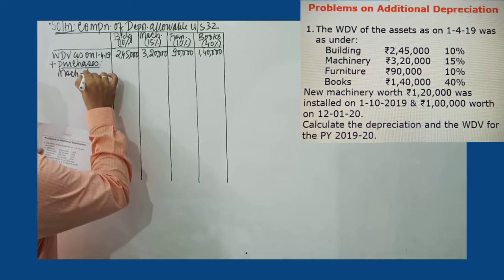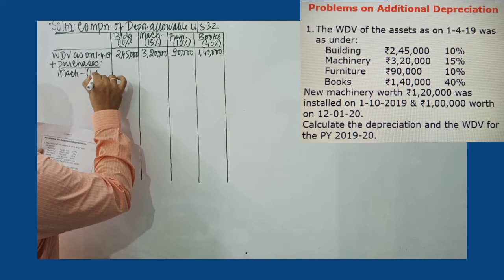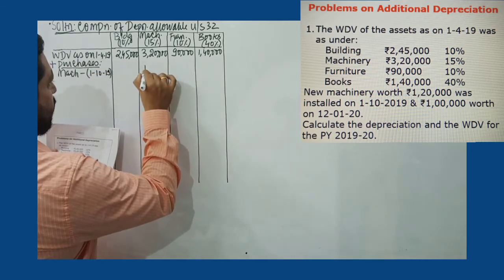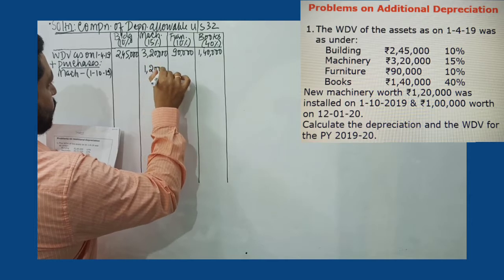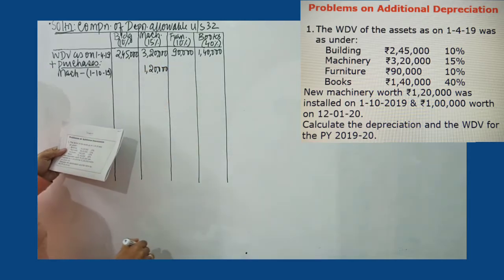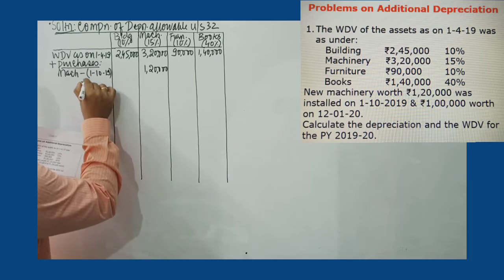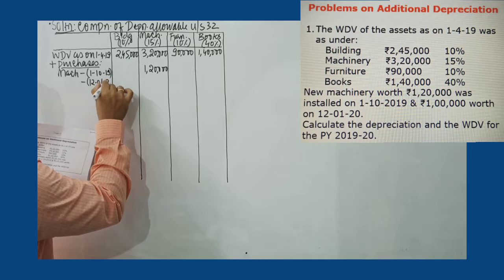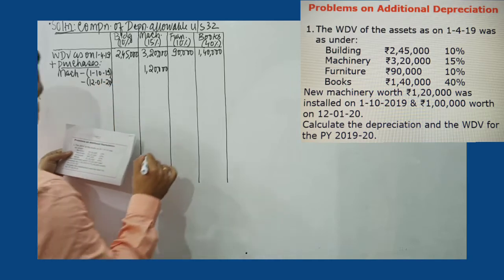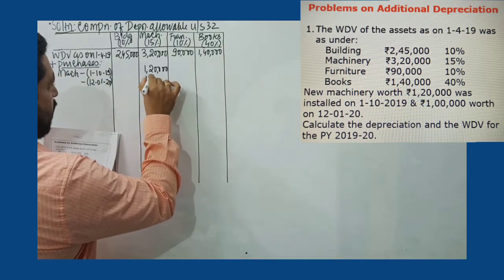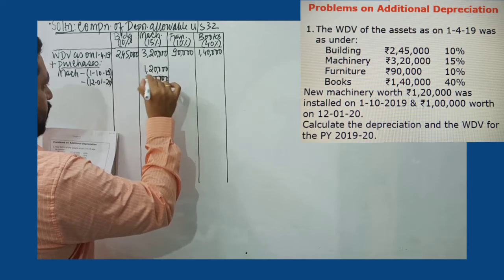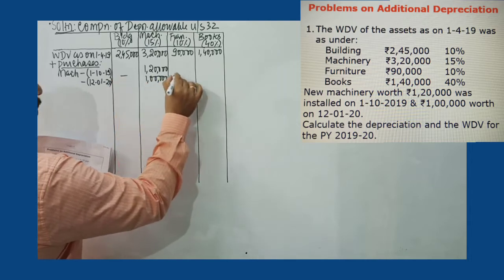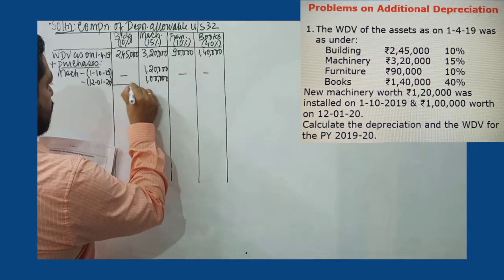So date is very important for us. So this first machine on 1st of October 19. So I record it under machinery column 1,20,000. Similarly, another machine is purchased on 12th of January 20. The value of that machine is 1 lakh rupees. Now as far as other assets are concerned, there is no mention of any purchase.